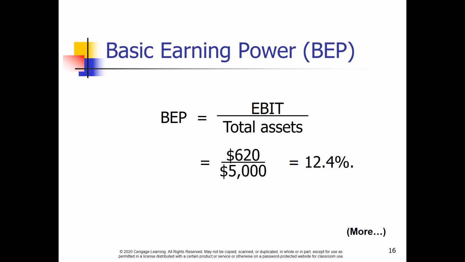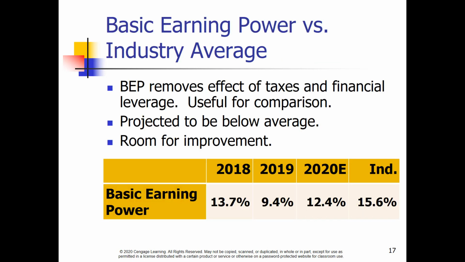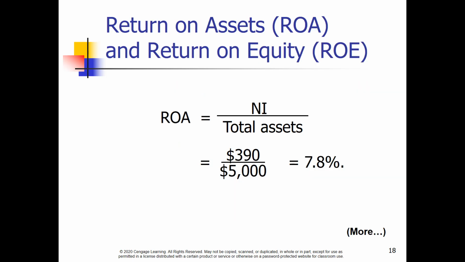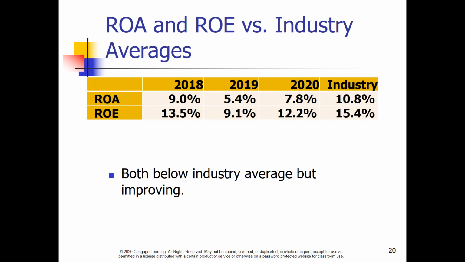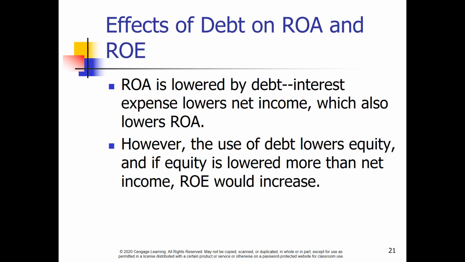Basic earning power shows the earning power of the firm's assets before the influence of taxes and leverage. Basic earning power can be used to compare firms with different tax situations and degrees of financial leverage. Obviously, there's room for improvement here as well. ROA and ROE are 2 measures of the firm's ability to generate profits on assets and a return on common equity. ROE tends to be the metric more frequently looked at by investors since it specifically measures the return on funds supplied by common equity holders. Comparing Computron's forecasted 2020 results, we see that while both measures have improved, neither are up to the industry averages yet. This slide will probably take some thinking.